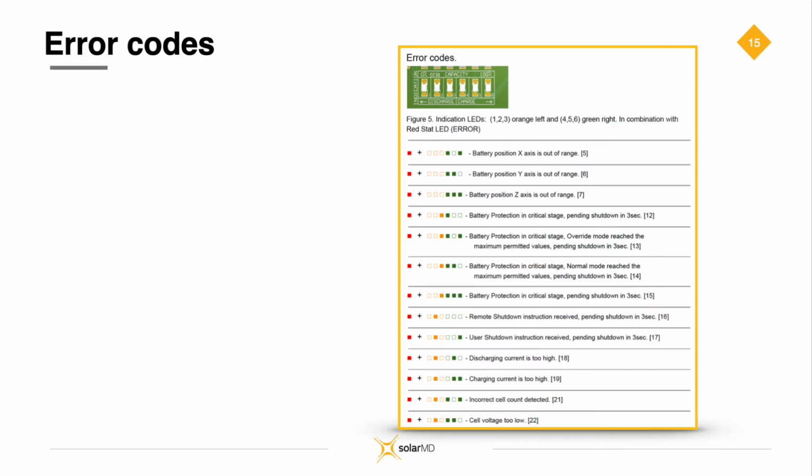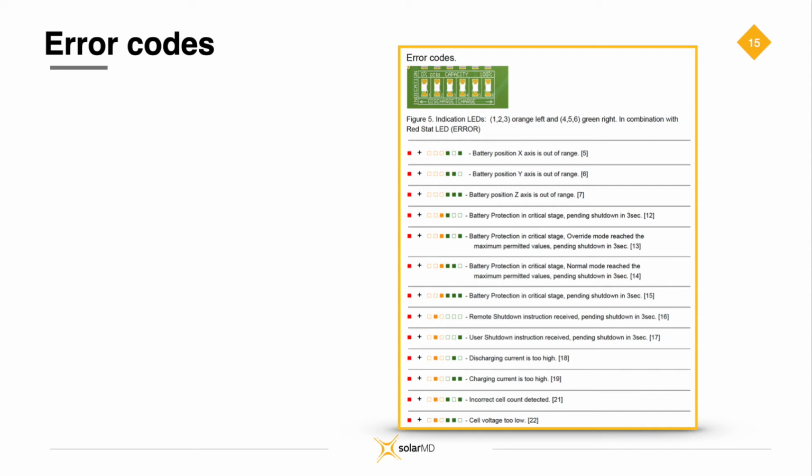Error 5, indicated by LED 4 and 6. Battery position x-axis is out of range. This means the angle on the x-axis is more than 30 degrees. The battery will have no output until it is mounted correctly. Error 6, indicated by LED 4 and 5. Battery position y-axis is out of range.